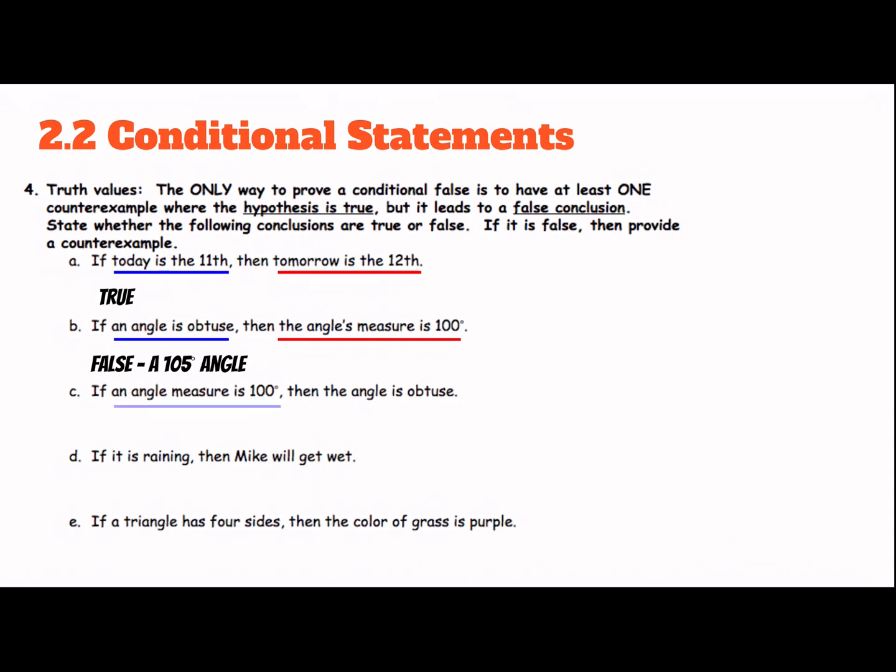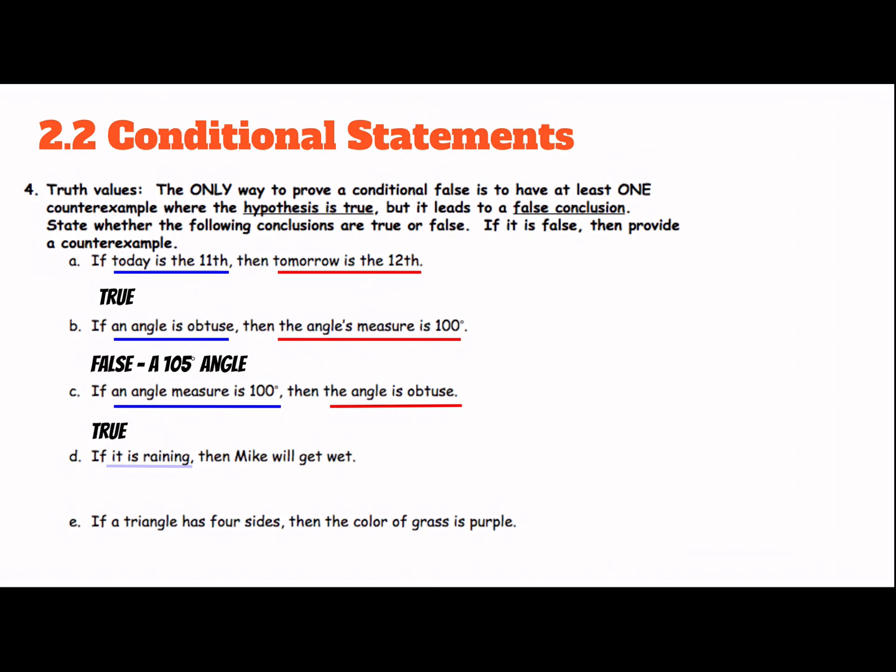All right, C, if an angle measure is 100 degrees, then the angle is obtuse. So can you ever have an angle that is 100 degrees, but then is not obtuse? And yeah, this is a true statement, right? If it's a 100-degree angle, then it has to be obtuse. You're never going to have a 100-degree angle that's not classified as obtuse. So notice they don't always work forwards and backwards.